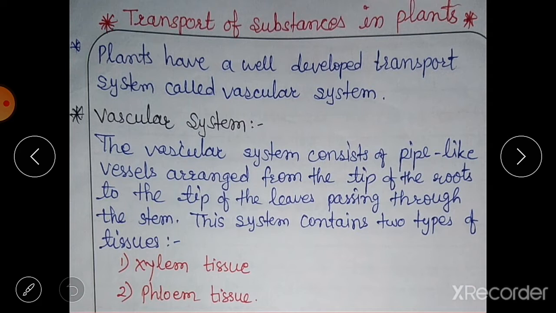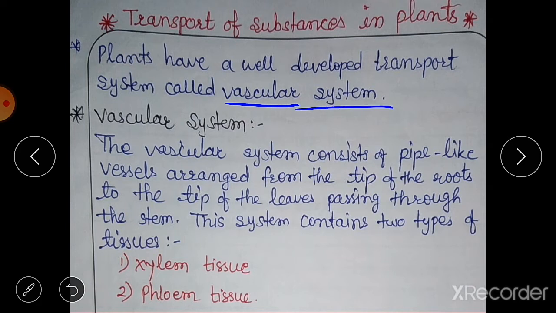Unlike animals, plants do not have any circulatory system to transport various materials. But plants have specialized tissues, or we can say groups of cells, and these tissues help in the transport of food, minerals and water. The tissues that help in transport of substances in plants are called vascular tissues, and plants have a well developed transport system known as the vascular system.